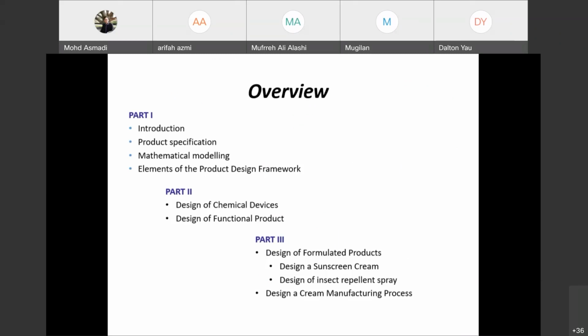this type of products and also the examples. Okay, so overview of this part. We will cover first the introduction, product specification, mathematical modelings, and also elements of the product design frameworks. I think if possible, we will cover, I'm not sure until here or not. Okay, all these things we will cover.